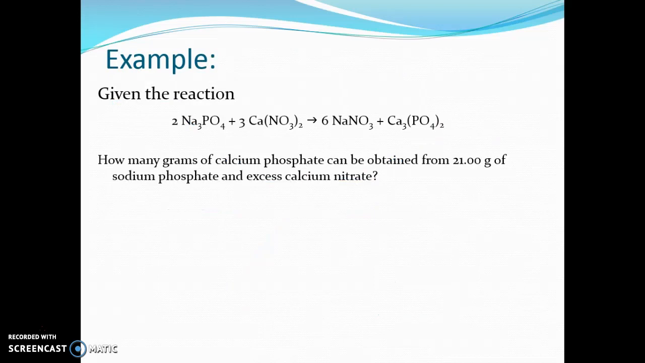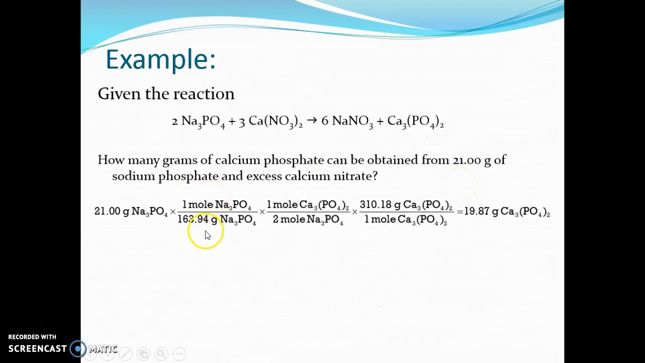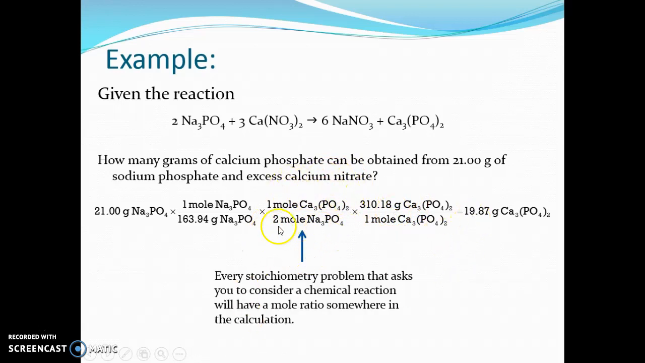All right, so example, we've got 21 grams of sodium phosphate and excess calcium nitrate. How much calcium phosphate can we actually make? Well, we're starting with grams. We've got to get to moles. Then we can use our mole ratio. Then we're going back to using molar mass to get back to grams. So this guy is our mole ratio.